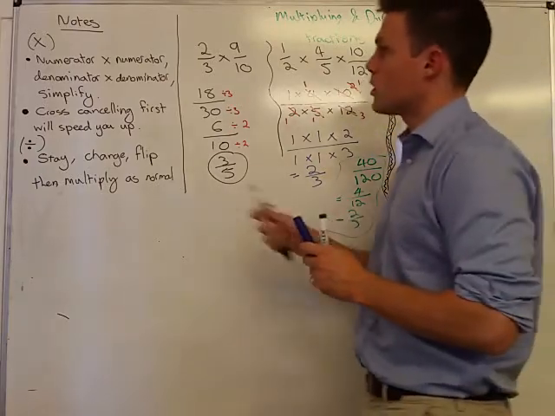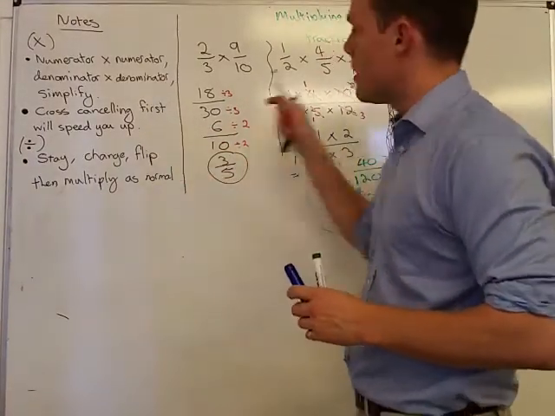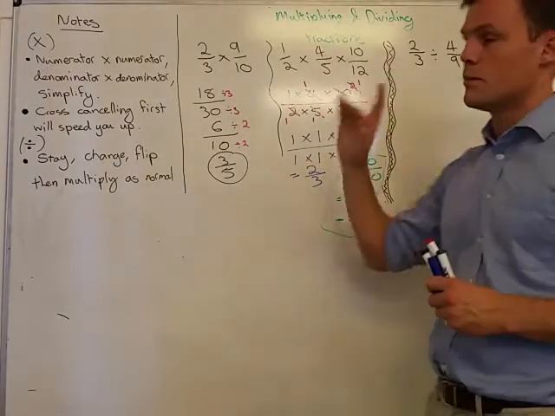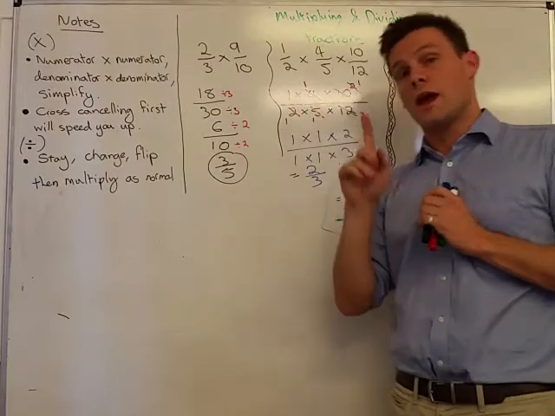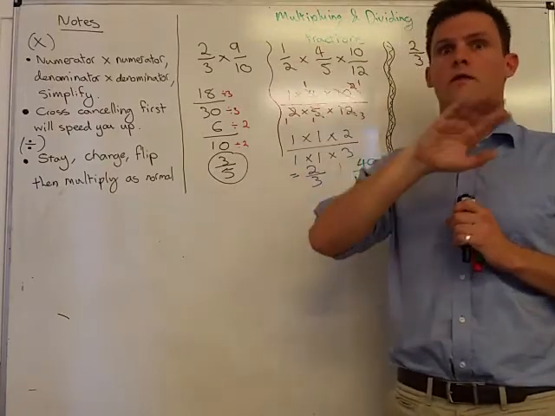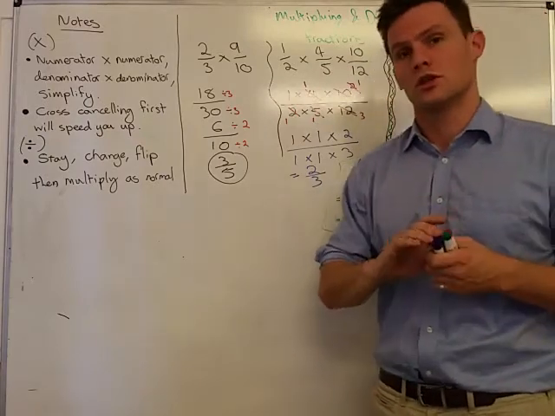My key here, if I want to cross cancel, it will speed me up, but I must divide through anything on the top by anything on the bottom, and I must ensure that I'm only multiplying at the top. All right, so I can't have an addition somewhere in there. It doesn't work with addition.